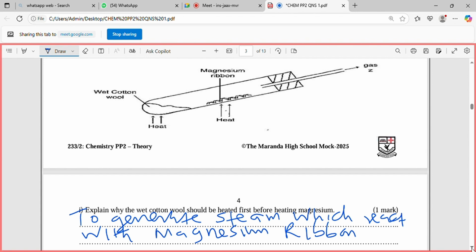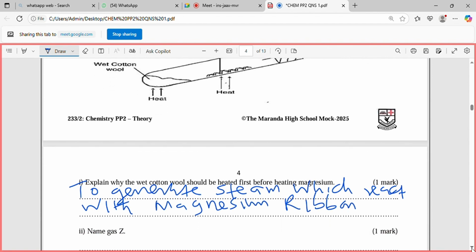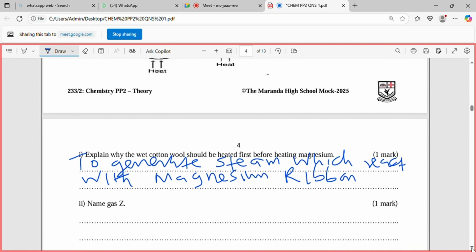Next, name gas Z. When a metal reacts with steam, the product is hydrogen gas. So gas Z is automatically hydrogen gas, and you give the name, not the symbol. So gas Z is hydrogen gas.